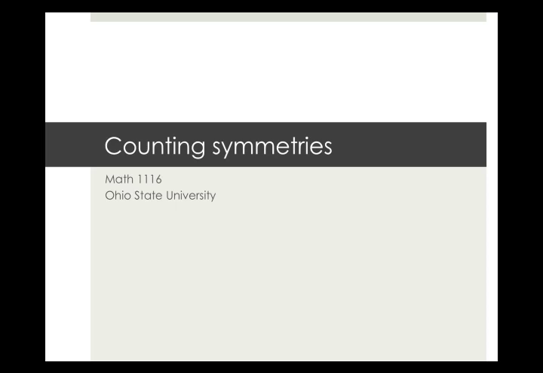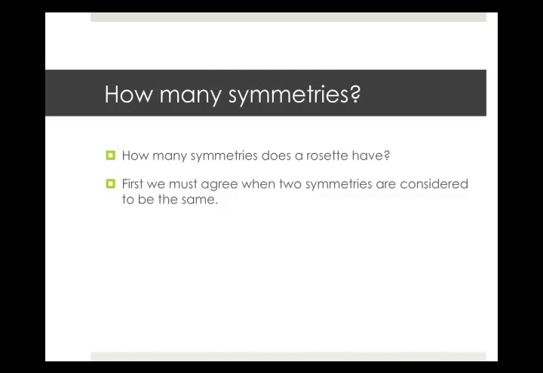Symmetry, counting symmetries. This will be a rather short lecture. I just want to make a few more points about counting the symmetries of an object. So suppose I have a rosette or maybe some other kind of figure, and I'm wondering what symmetries does it have? Or maybe I just want to answer the question, how many symmetries does it have?